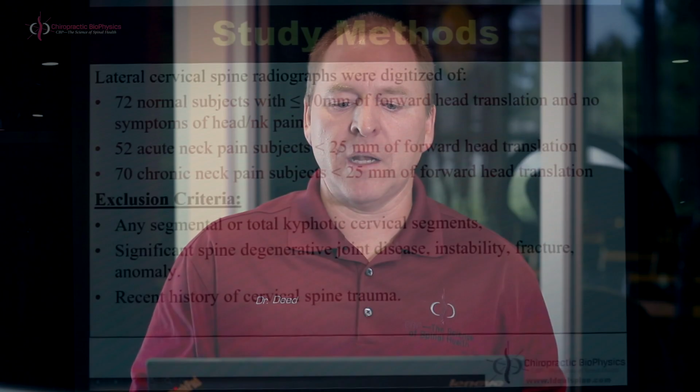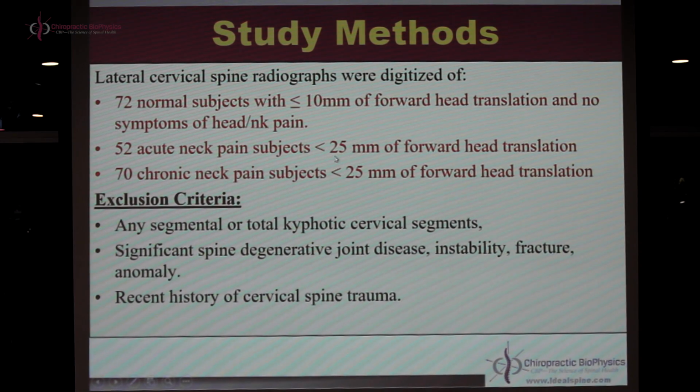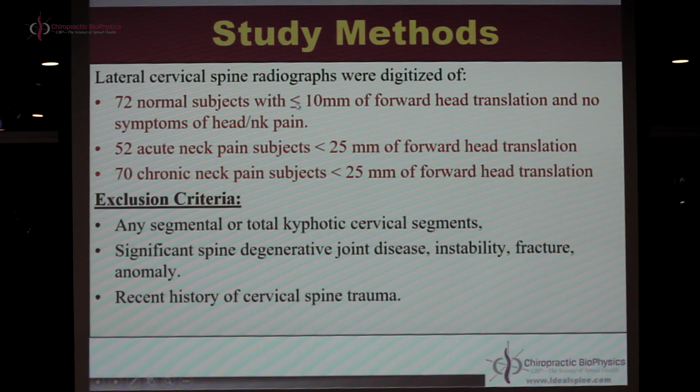For these subjects, we said we're going to include subjects with less than 25 millimeters of forward head translation. It's very difficult to get neck pain subjects that have less than 25 millimeters of head translation, so this is what we chose. Most people with neck pain classically come in with at least an inch of head translation, so trying to identify pain subjects with less than 10 millimeters of forward head translation wasn't really possible for us in this project.